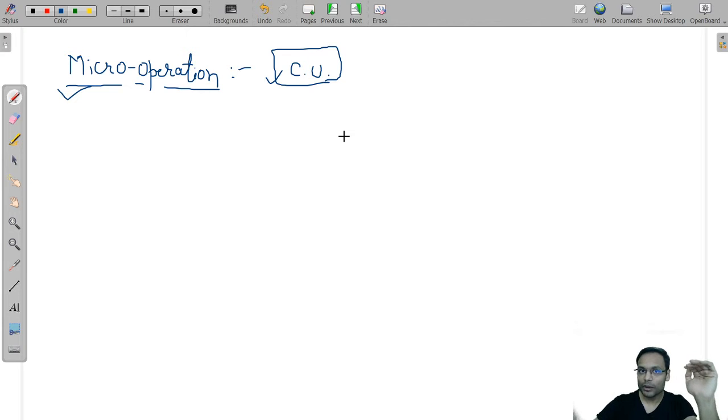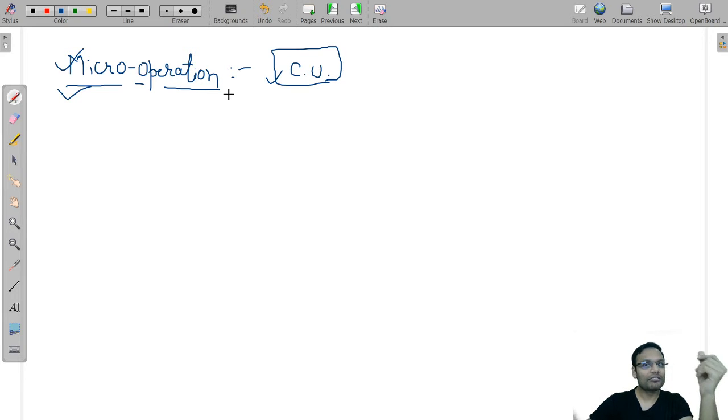Today, you need to remember what? The CPU cannot perform everything in one step. The CPU has to perform all operations in small steps, and each step performs one operation. A CPU step is called a micro operation. Okay, fine. Did you get the basic idea of micro operation?